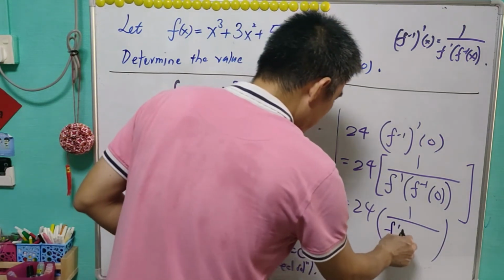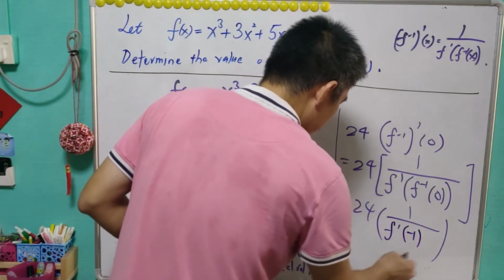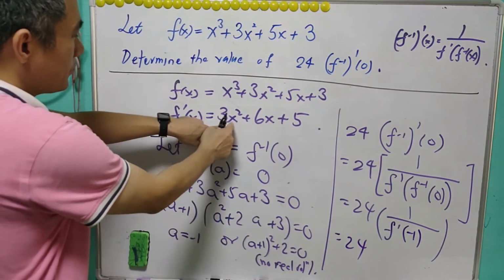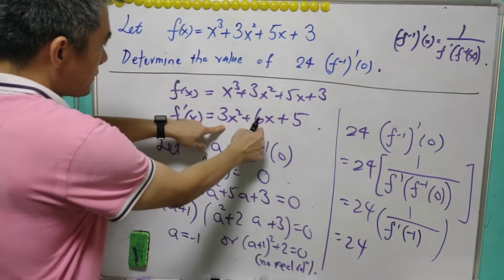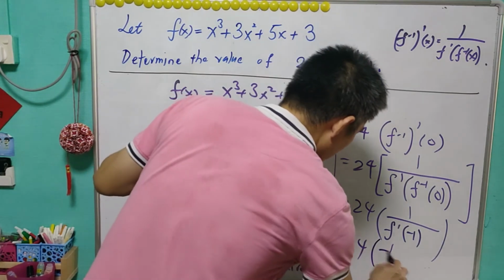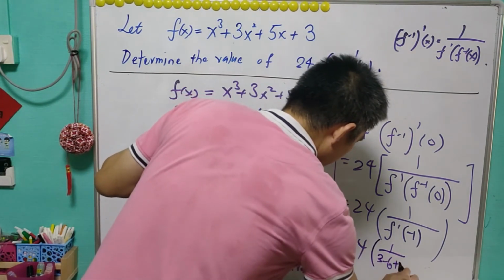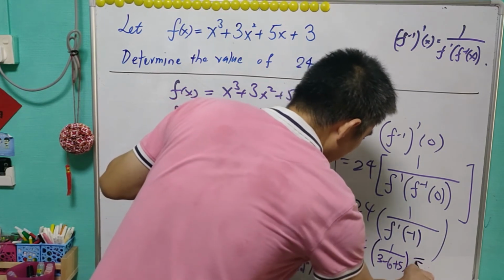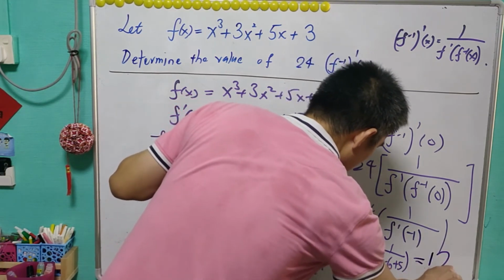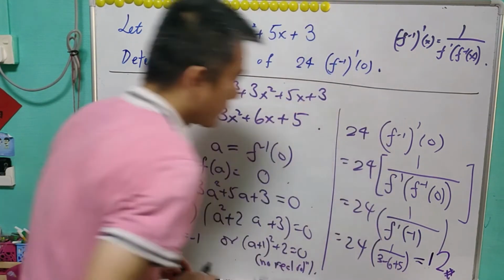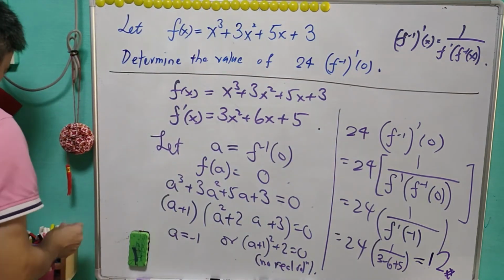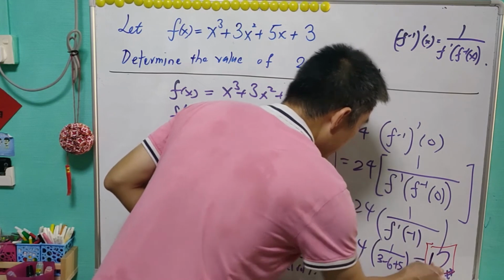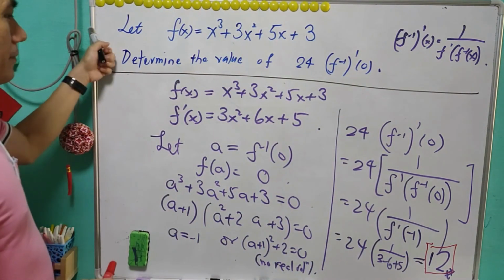So it is f prime -1. And f prime -1 will be equal to 3 minus 6 plus 5. This is 8 minus 6, that's 2. And therefore the answer is equal to 12. So with this, 12 is the answer for this question.